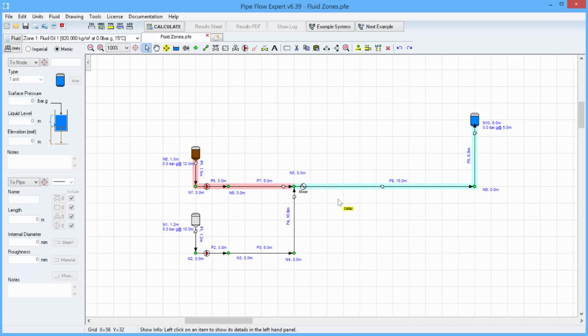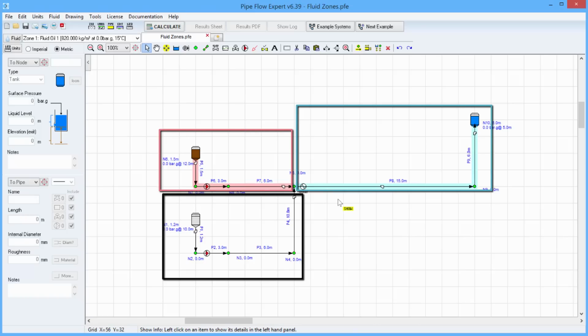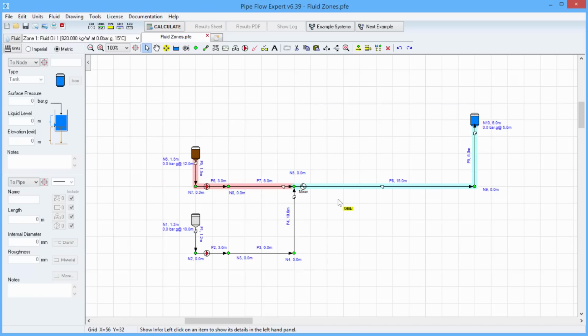Pipeflow Expert uses the concept of a fluid zone to allow the definition of different density and viscosity properties for different zones within the network model. Note that the fluid density and viscosity properties within each fluid zone must be set by the user. The software does not automatically calculate the density and viscosity of mixed fluids.